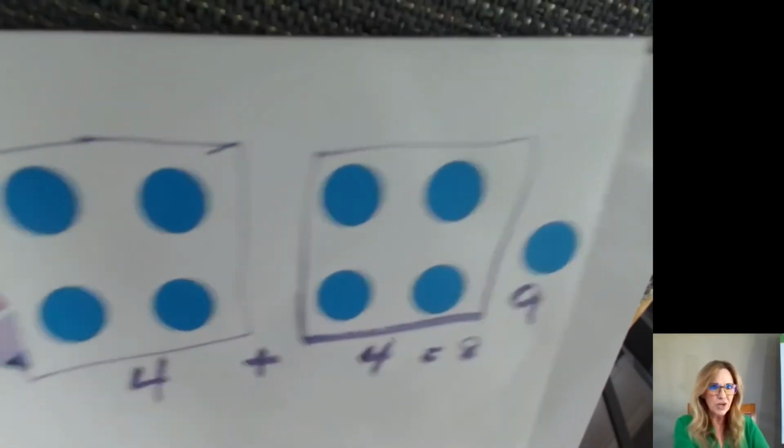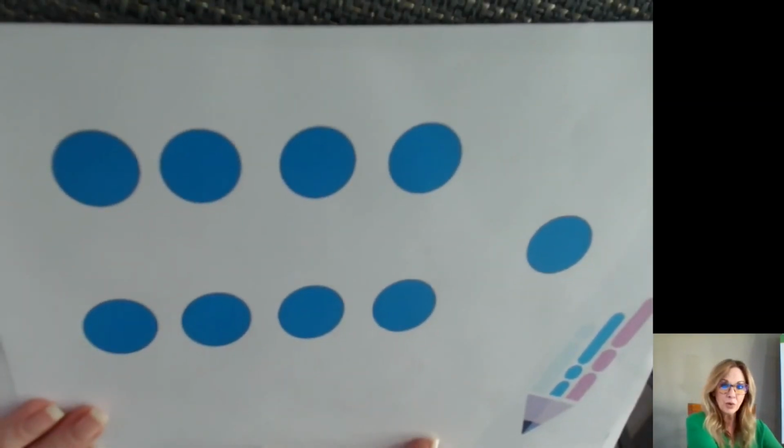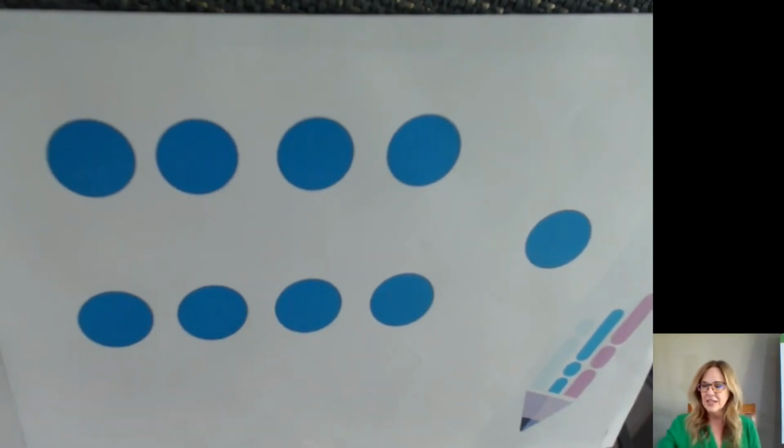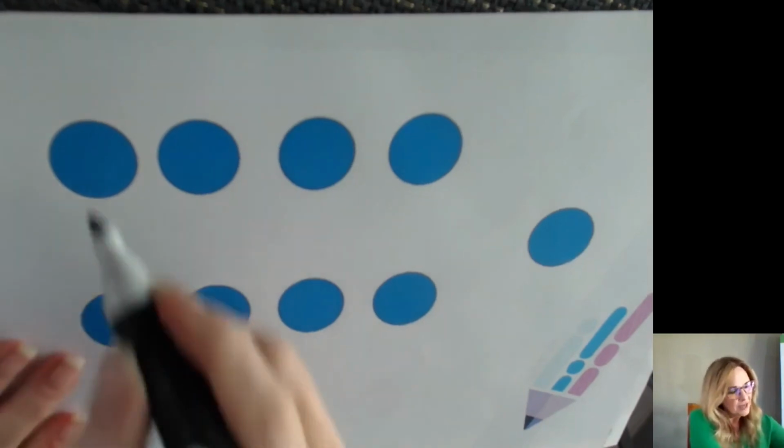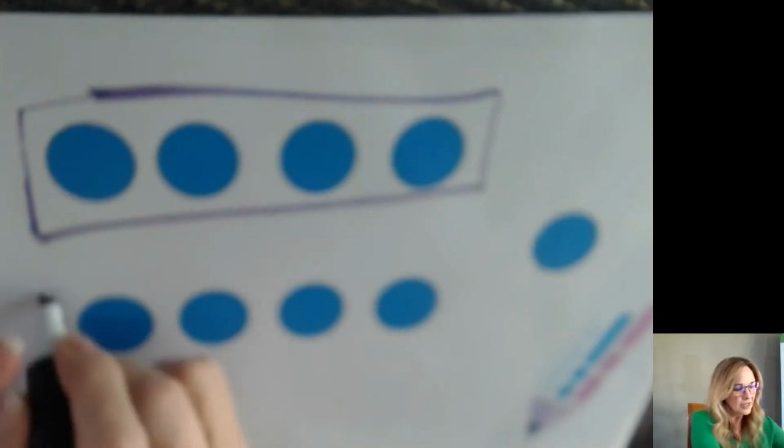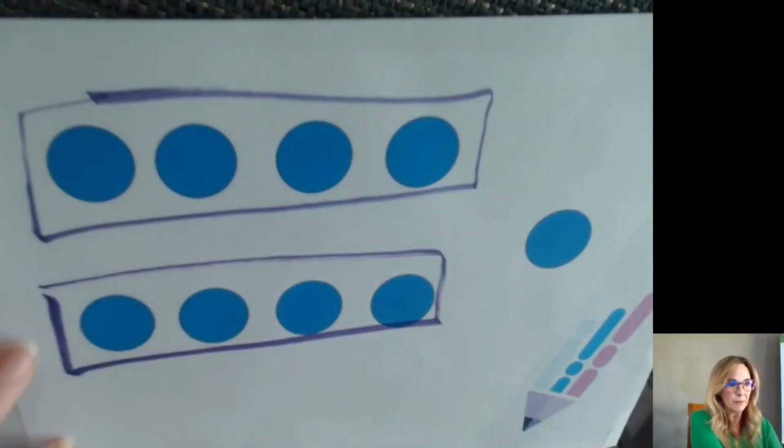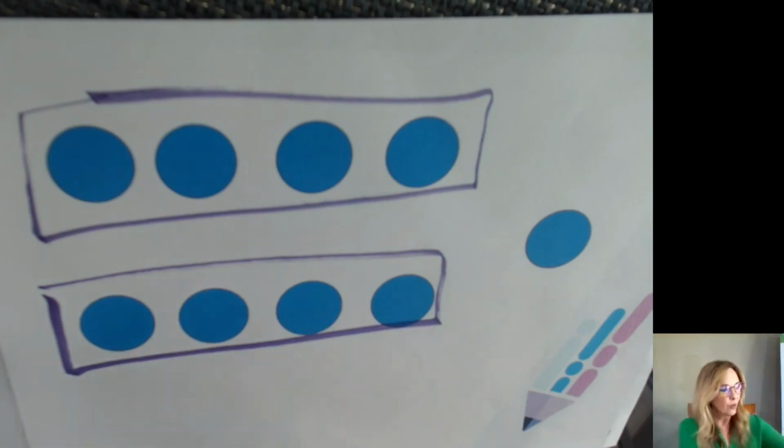Good thinking. Let's try another one. Here are more dots. So remember, you are going to think about how many dots that you see and how you see them. Steph is saying that he sees a group of 4 dots on the top and a group of 4 dots on the bottom. And 1 more. Oh, that's similar to what Caroline saw on our first picture.